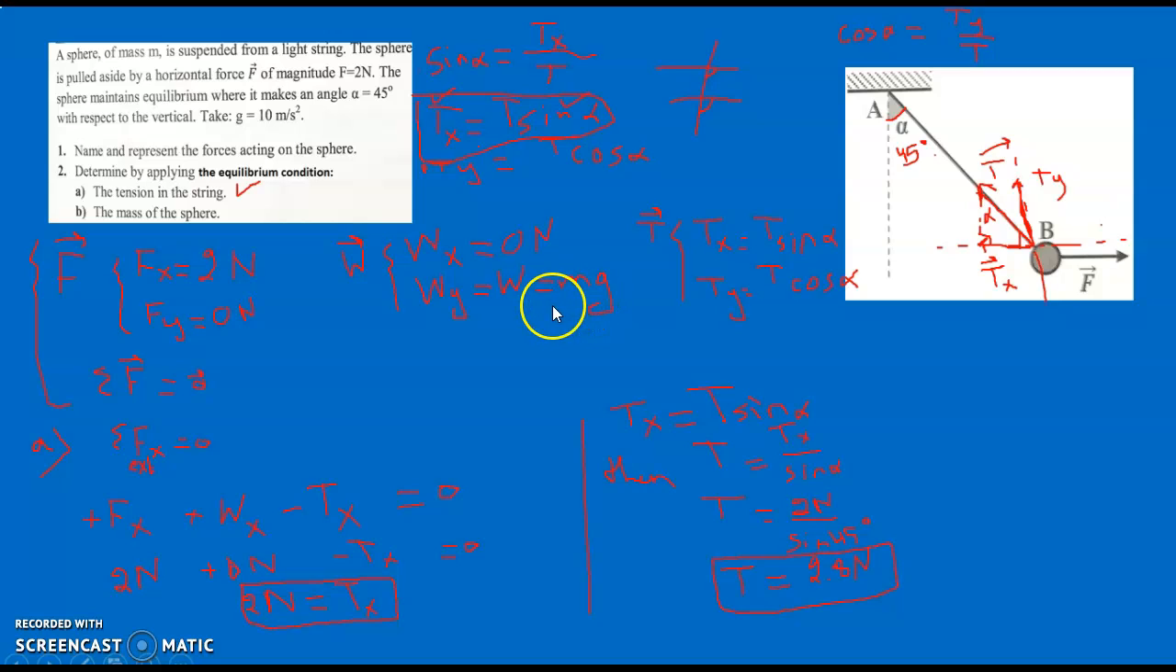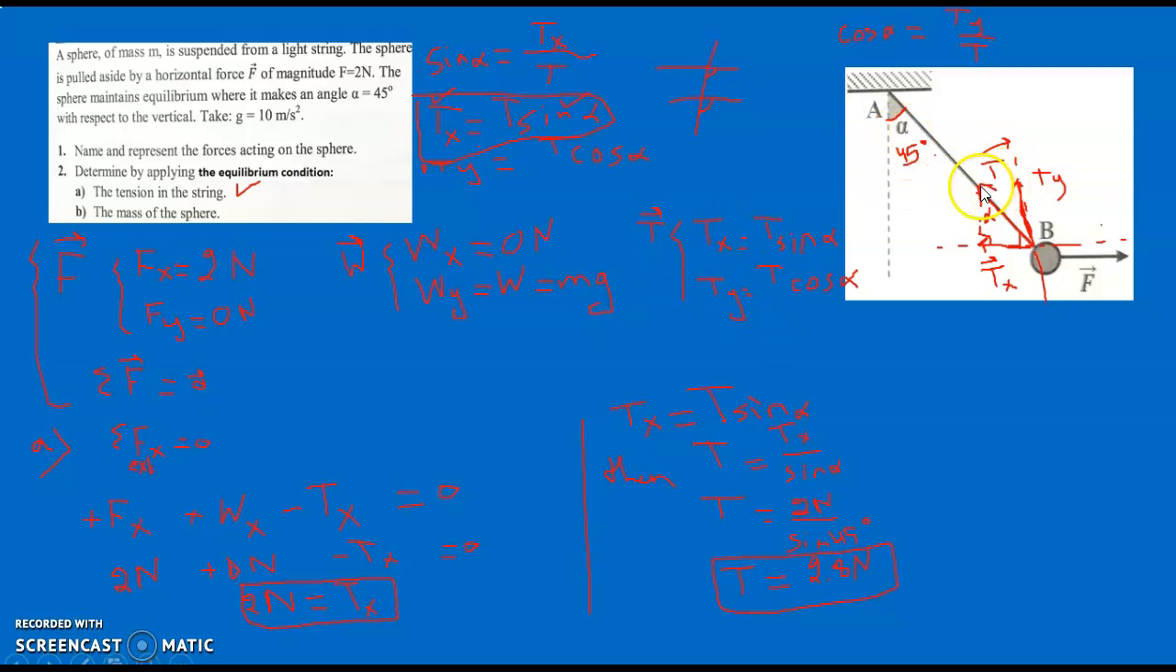So for the weight here, we cannot find the value, the magnitude, but we can at least express it in terms of other terms that we are going to deal with later on. So g is given, we still need to find m in a way or another. And we have the T vector, with its x and y components.